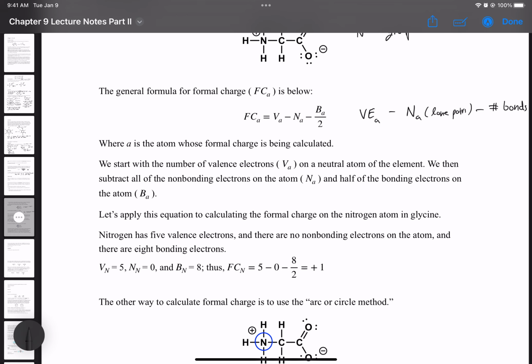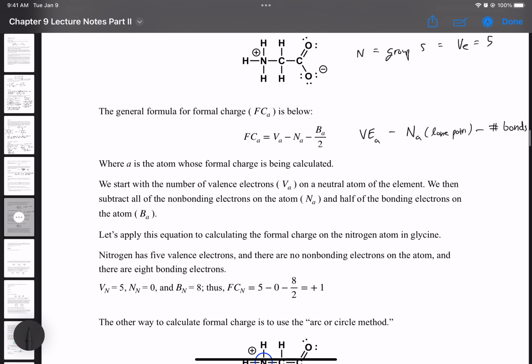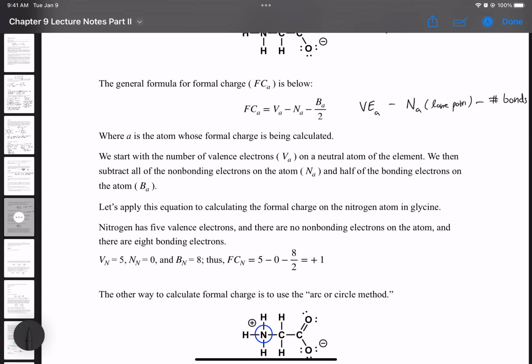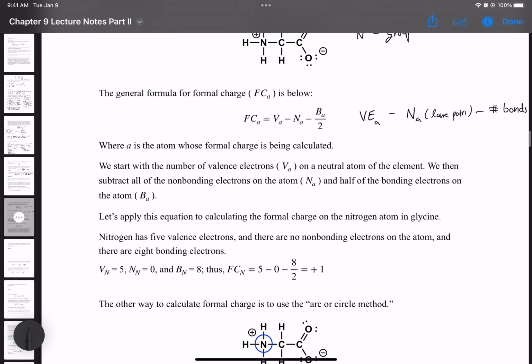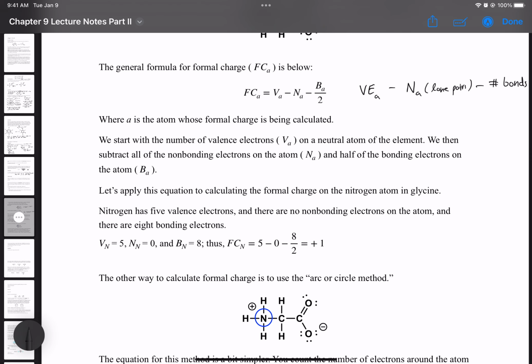Okay, 0. Now, how many bonded electrons are there? Well, nitrogen has 2, 4, 6, 8 electrons in bonds. So we put 8 divided by 2 because that tells us how many electrons are shared, so we have to divide that number by 2. Or in this case, we can just say, okay, how many bonds are around nitrogen? 4. So 8 divided by 2, 4. So if we add those numbers up, 5 minus 0 minus 4 gives us +1.